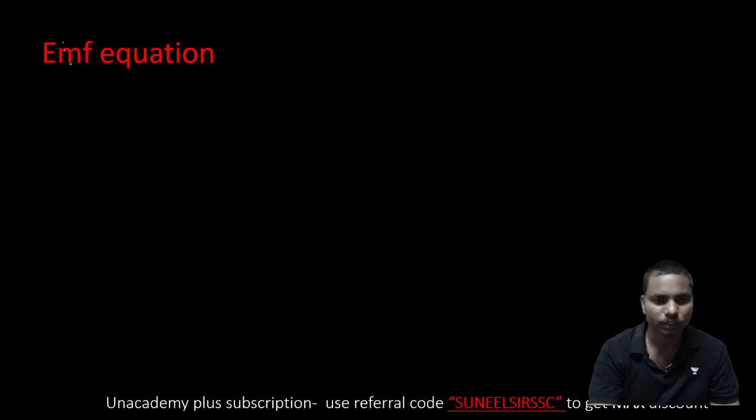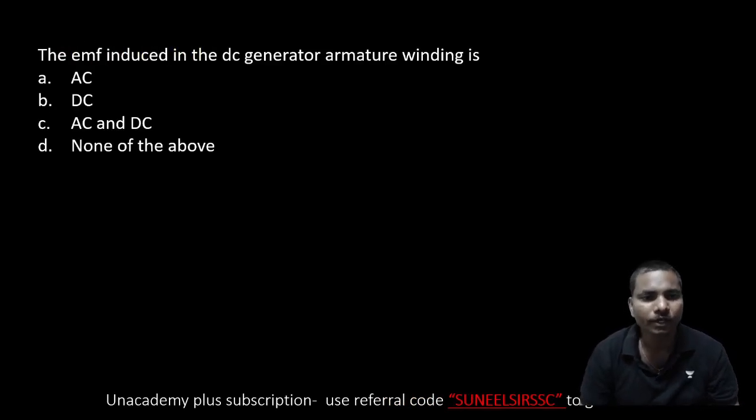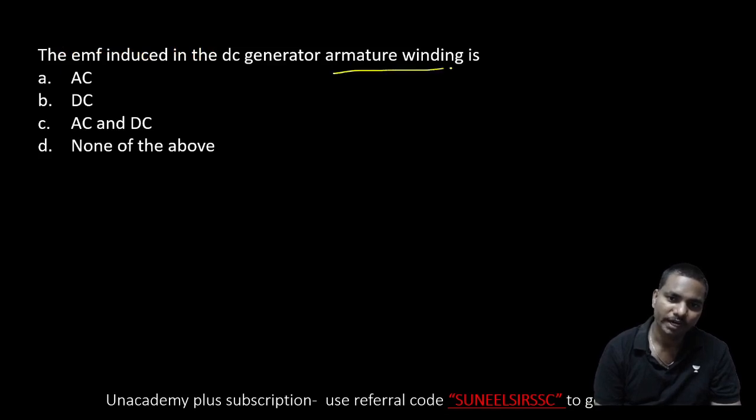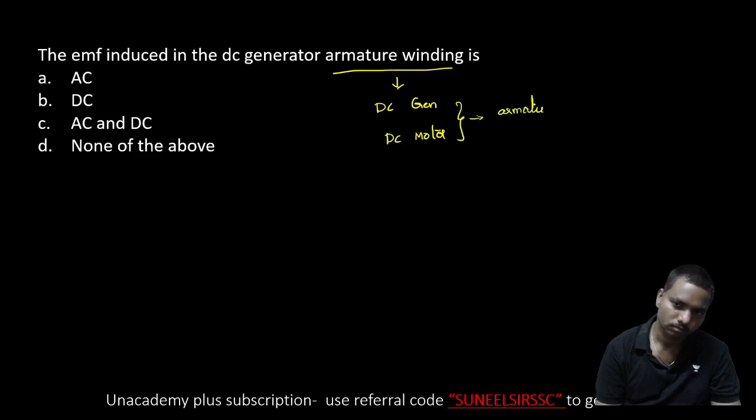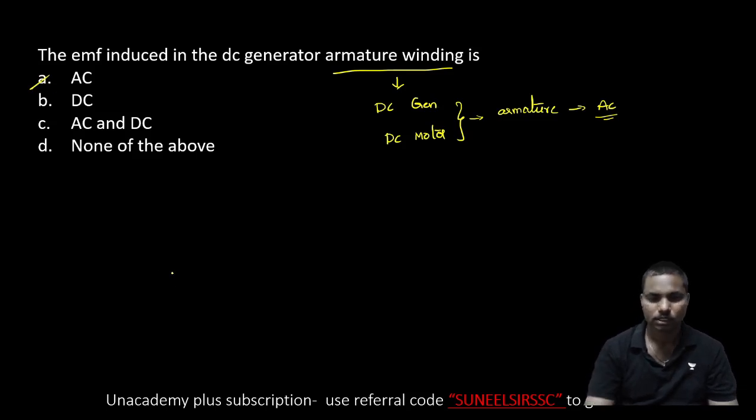Coming to the next question. The next questions belong to the EMF equation. These questions are also very important, guys. The EMF induced in the DC generator armature winding, whether it is a DC generator or DC motor, whatever it may be. In case of armature winding, we have AC supply only. So the answer is option A. We have the commutator that converts AC to DC or DC to AC.